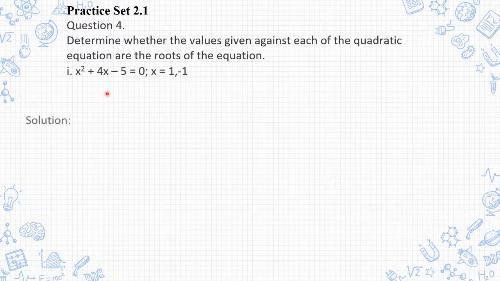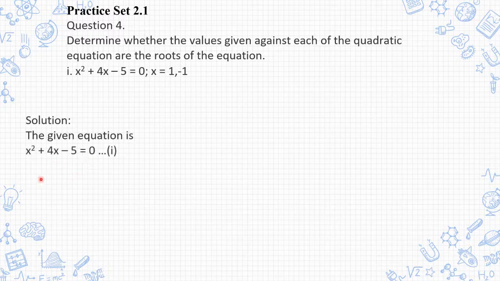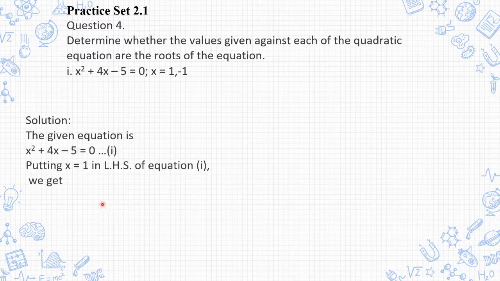So the given equation is x squared plus 4x minus 5 equal to 0. So in this equation, in place of x, we'll substitute 1 in the left hand side of the equation. So in place of x, I'm substituting 1. So x squared, I get 1 squared plus 4 into x. So 4 into 1 minus 5 equal to, so 1 square is 1. 4 into 1 will give you 4 minus 5 equal to 0.